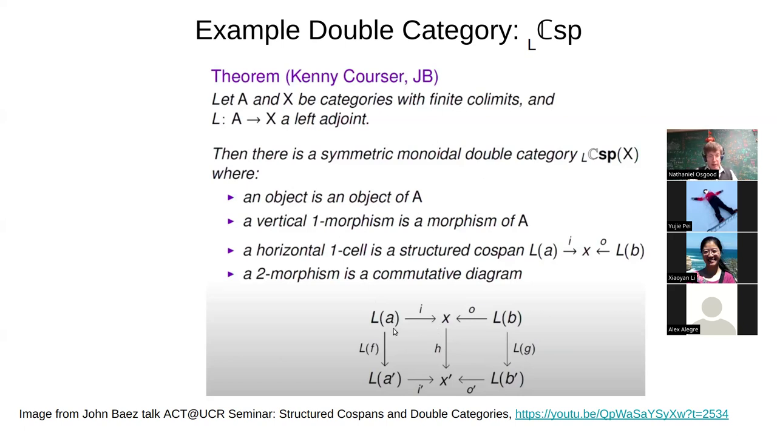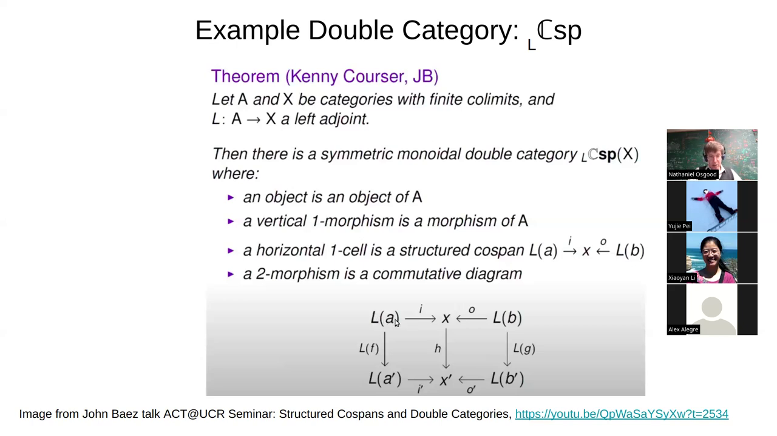So an object here is an object of, this is interesting. I got it. The objects are in A. Okay, these are in A. Vertical morphisms are morphisms of A, a map from this foot to this foot. A horizontal cell is a structured cospan of this form.